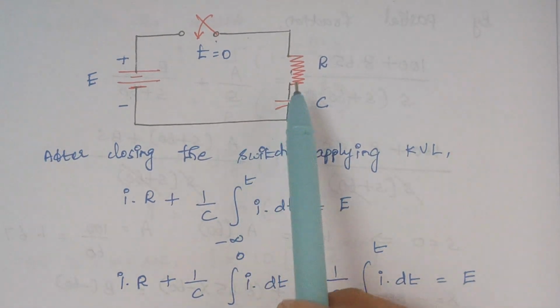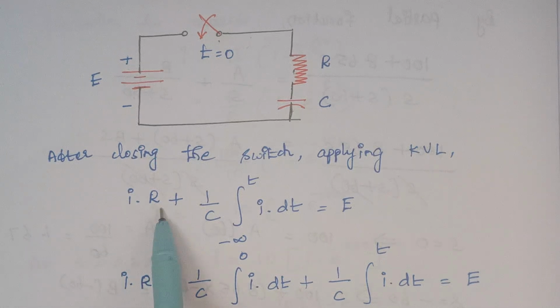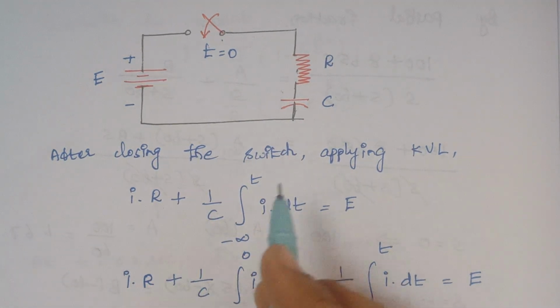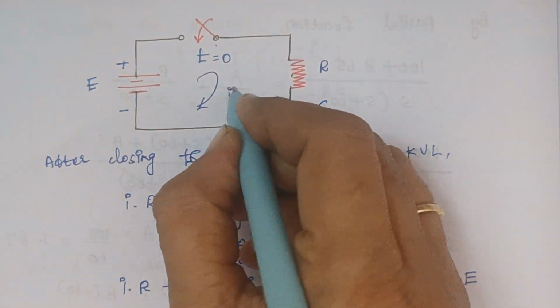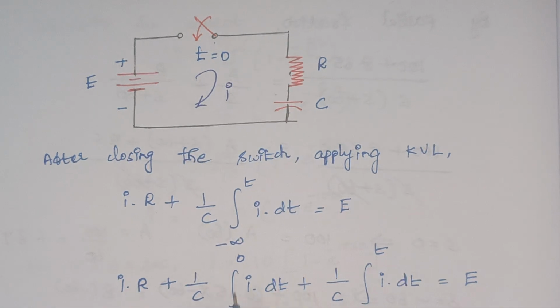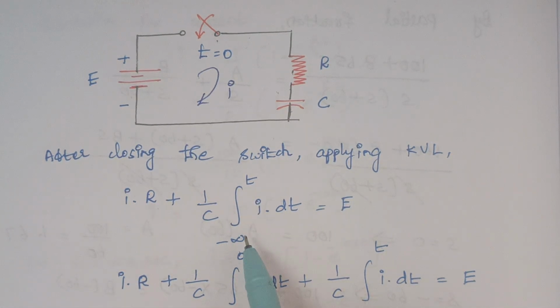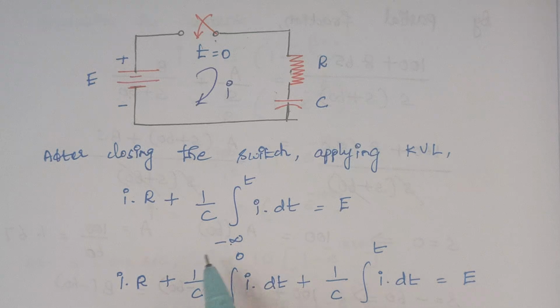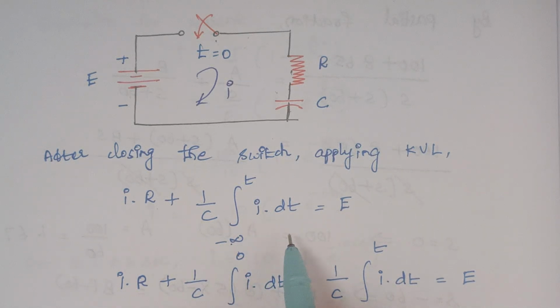The voltage across the resistor is given by I into R, where I is the current that flows through the circuit. The voltage across the capacitor is given by 1 by C integral from minus infinity to t of I dt. The summation of these two is equal to the source voltage E.